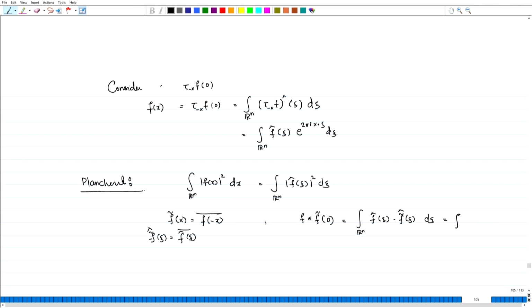So, this is equal to the integral over Rn of mod of f hat of xi square d xi, and this is nothing but the integral of f of x times f tilde of minus x dx, which is equal to the integral over Rn of f of x times f of x bar dx, which is nothing but the integral over Rn of mod of f of x square dx. And that is going to be the Plancherel formula for Rn.